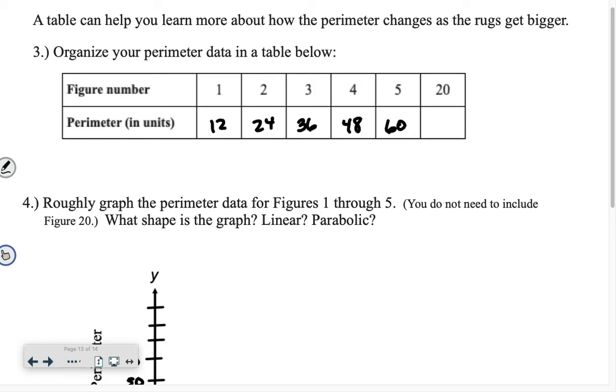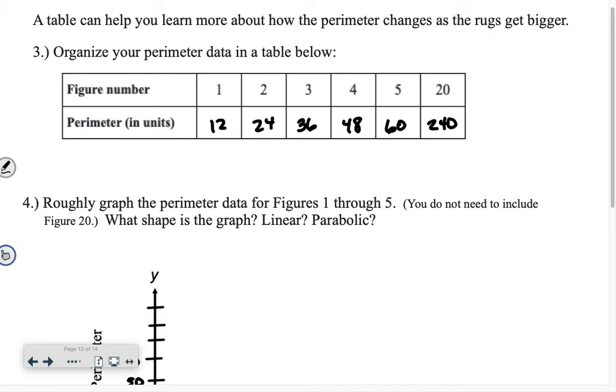Some of them are the same. But the pattern is we're going up by 12 every time, right? How do I get from 4 to 48? Times 12. 3 to 36? Times 12. So I don't need to go through and try to draw the 20th figure and then count all the way around, right? What can I do? Times 12. There's the pattern. So if we do that, that's 240.